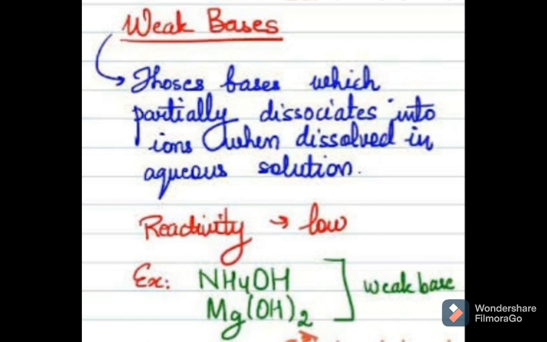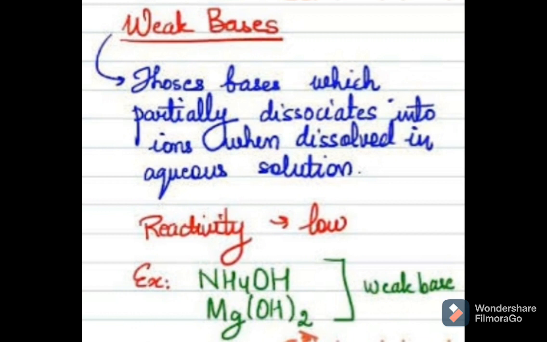And what are strong bases? Strong bases are those that completely dissociate in water. These are strong bases. So aluminum hydroxide, then ammonium hydroxide, NH4OH, and Al(OH)3, aluminum hydroxide. These are examples of weak bases.